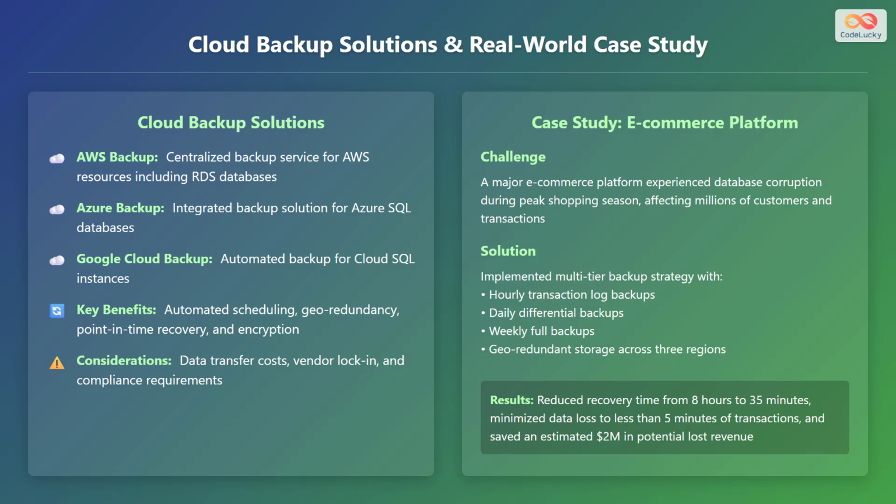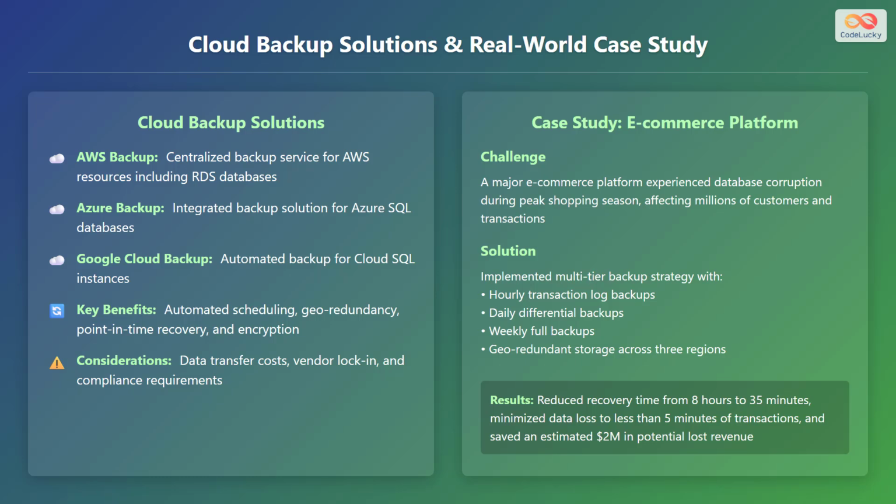Cloud Backups offers key benefits, such as automated scheduling, geo-redundancy, point-in-time recovery, and encryption. However, considerations like data transfer costs, vendor lock-in, and compliance requirements should be considered.